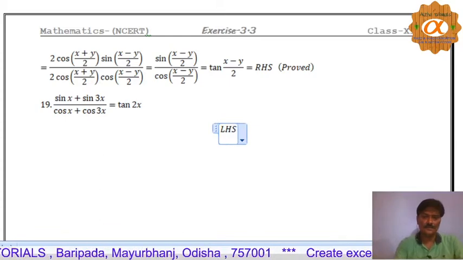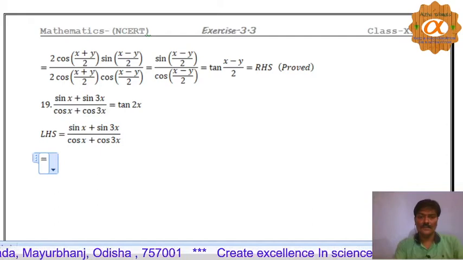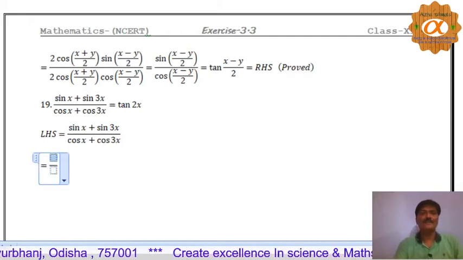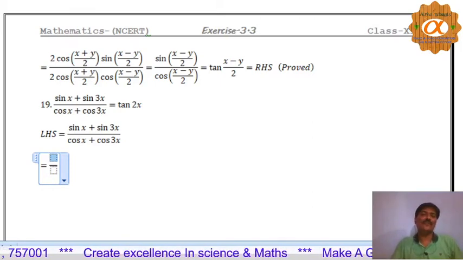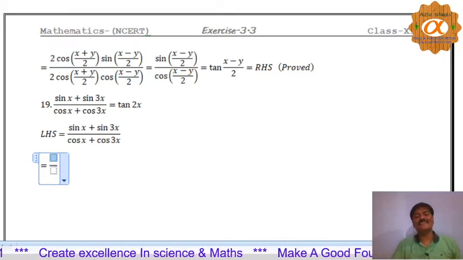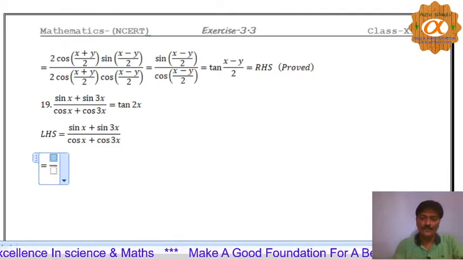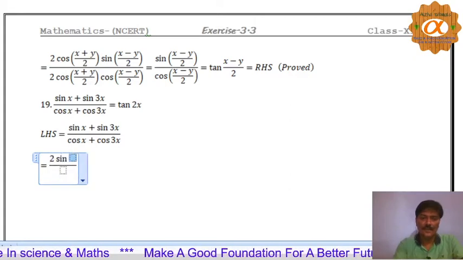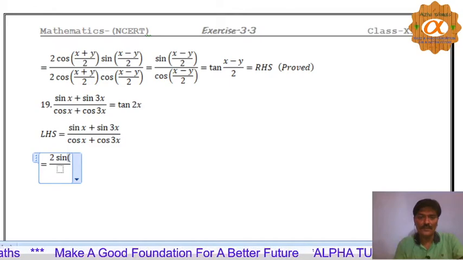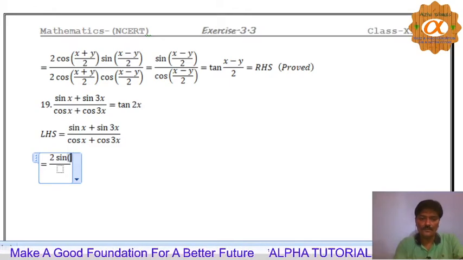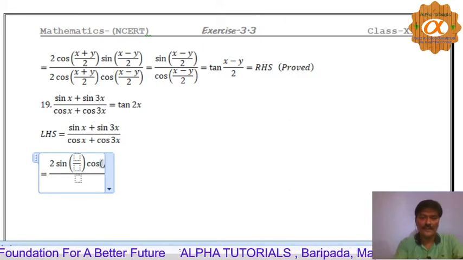LHS is equal to, again the formula sin A plus sin B. These four formulas are very important: sin A plus sin B, sin A minus sin B, cos A plus cos B, and cos A minus cos B. Now sin A plus sin B is equal to 2 sin A plus B by 2 and cos A minus B by 2.